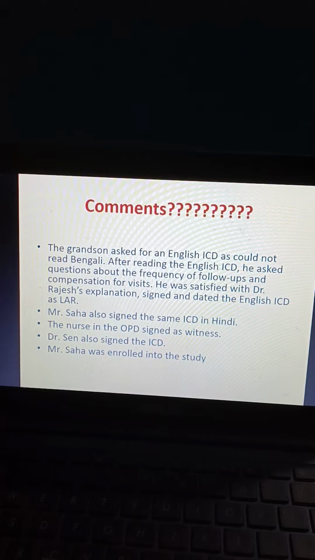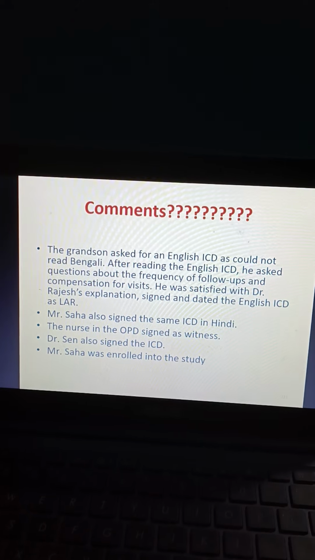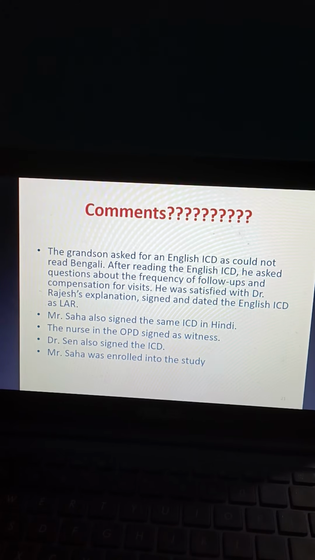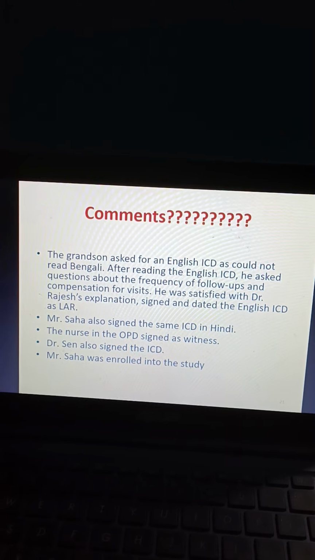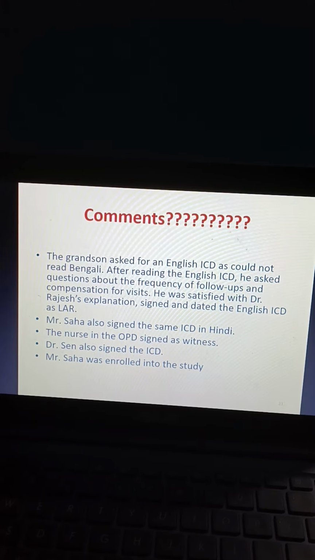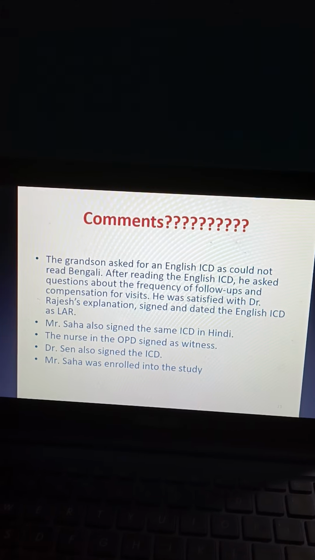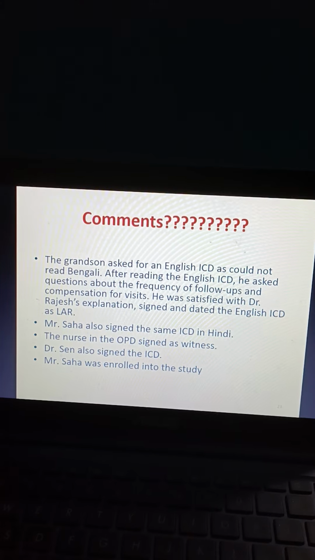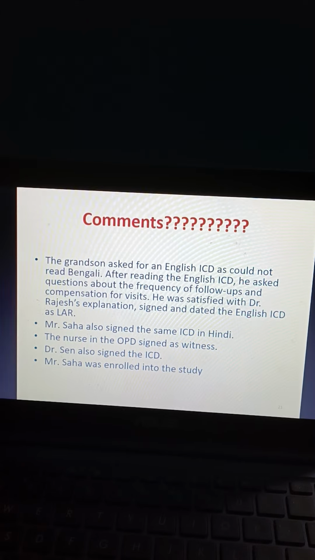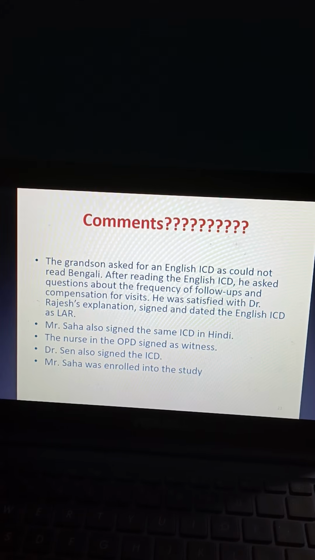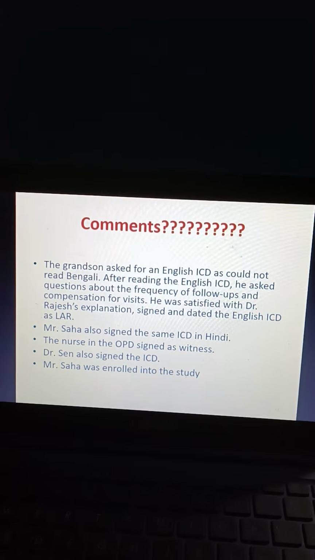After reading the English ICD informed consent document, he asked questions about the frequency of follow-ups and compensation for visits. He was satisfied with Dr. Jaj's explanation, signed and dated the English ICD informed consent document as LAR, legal acceptable representative. Mr. Saha also signed the same ICD informed consent document in Hindi. The nurse in the OPD, outpatient department, signed as witness. Dr. Sen also signed the ICD informed consent document. Mr. Saha was enrolled into the study.